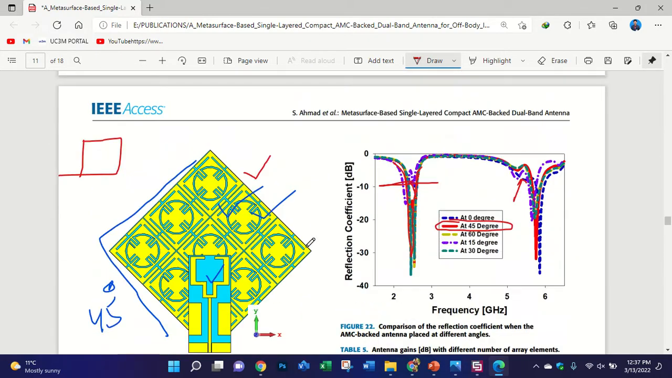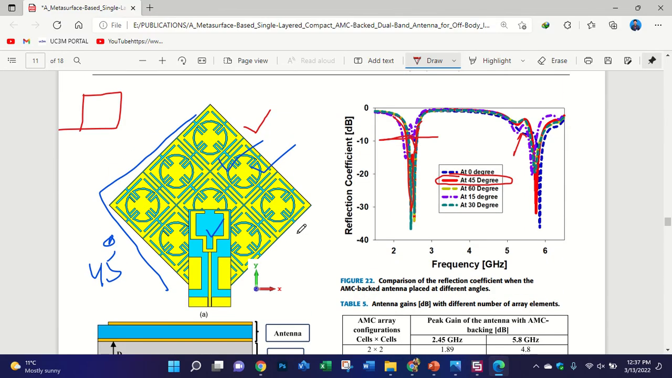Sometimes you will face this problem, you will surely face this problem in the case of dual band or multi-band, that your metamaterial is not working very well. So maybe you can try this technique. I have just found the solution to that problem, and that's why I was able to publish this paper.